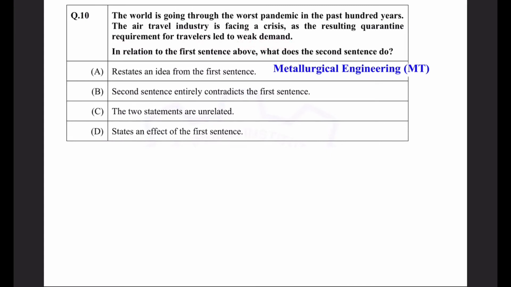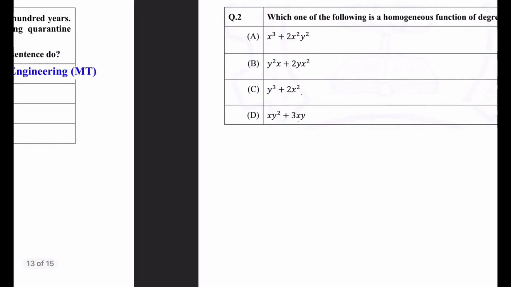Now if you see why there is less demand or weak demand, it is because of the pandemic. So the second statement is reflecting the effect of the first one. So we can easily say that option D is the correct one. Why? Because of the pandemic there is weak demand. So the first statement is the cause of the effect of weak demand.